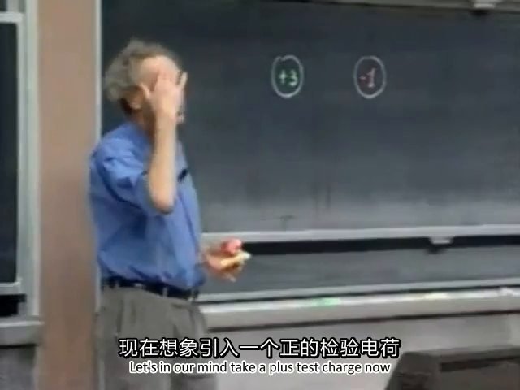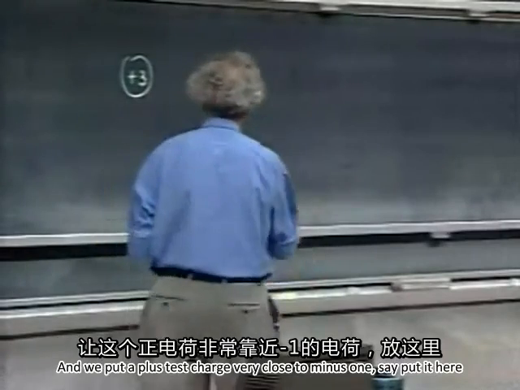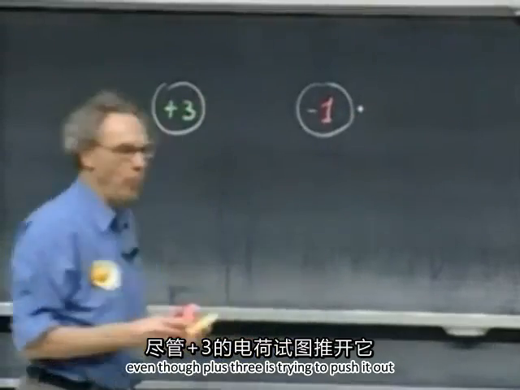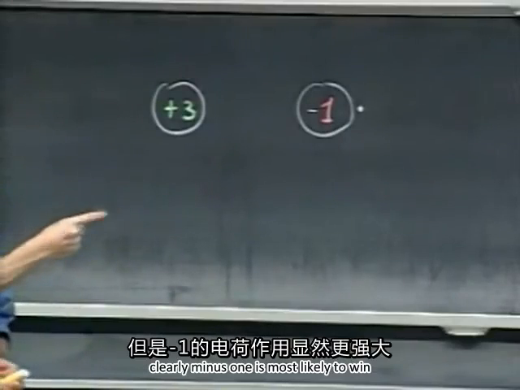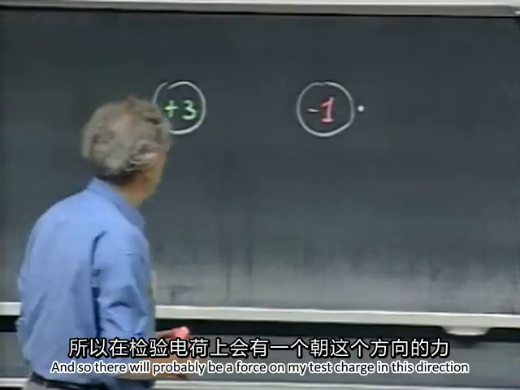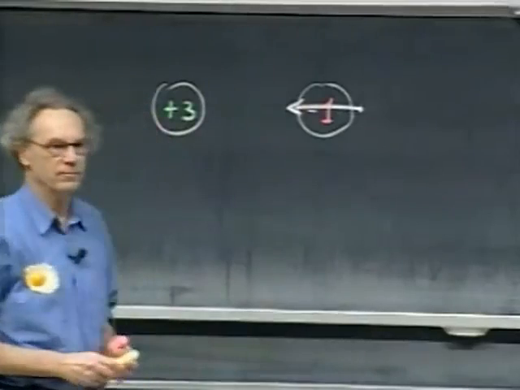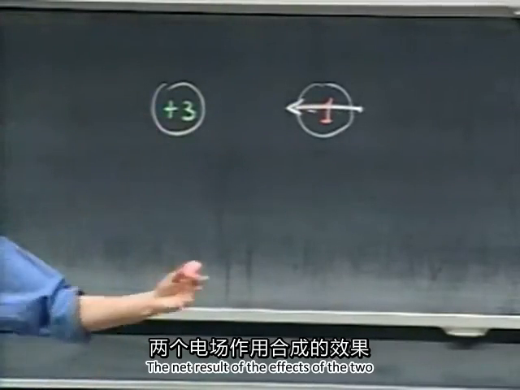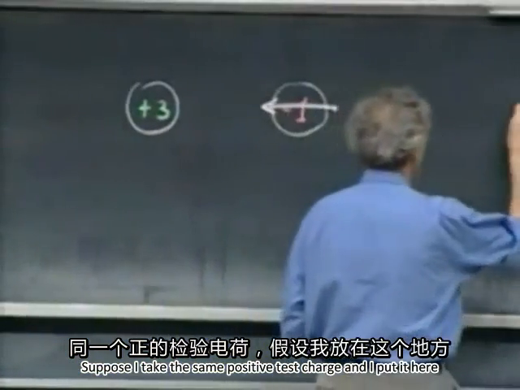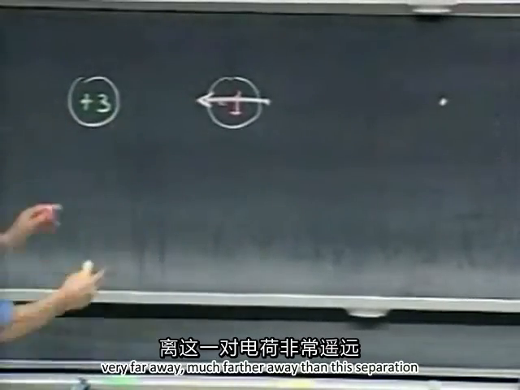Let's, in our mind, take a plus test charge now. And we put a plus test charge very close to minus 1. Say we put it here. Even though plus 3 is trying to push it out, clearly minus 1 is most likely to win. And so there will probably be a force on my test charge in this direction. The net result of the effects of the two. Suppose I take the same positive test charge and I put it here, very far away, much farther away than this separation.